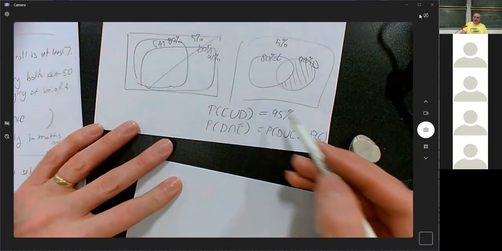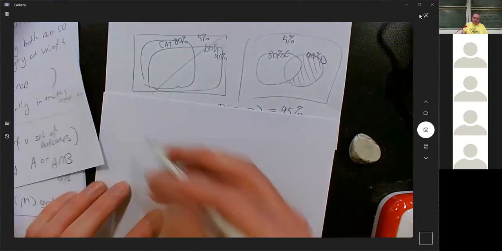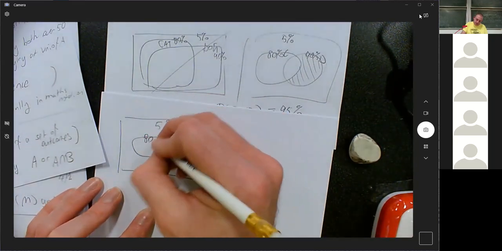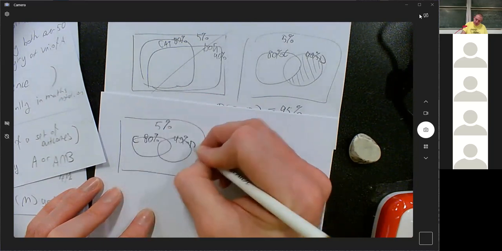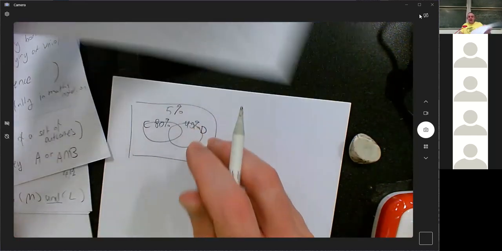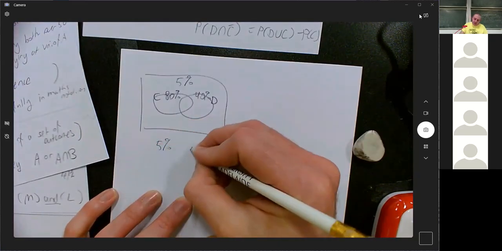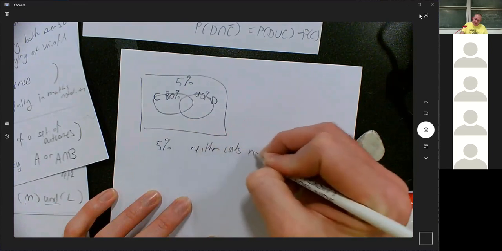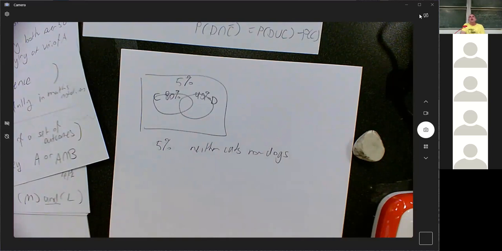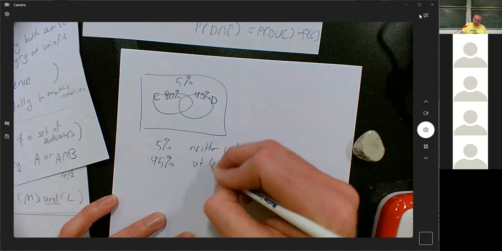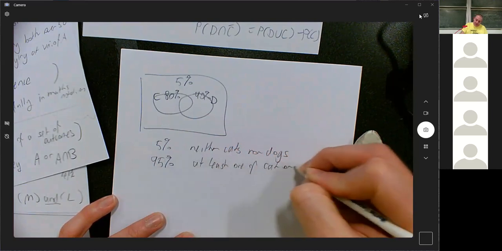All right. I'll slow down and do it and be more precise about how I did it. So I'm just saying that right at the beginning they told me that 5% have neither cats nor dogs. So 5% have neither cats nor dogs, which means that all the other people must be 95%, which are the people that have at least one of a cat or a dog. That's my reasoning behind it. And I wasn't even using probability notation. Is that okay?